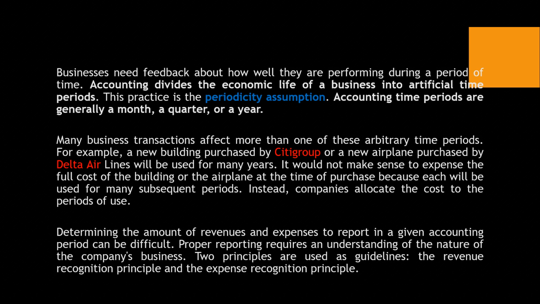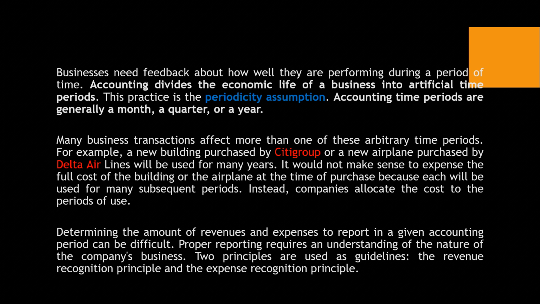Okay, so businesses need feedback about how well they are performing during a period of time. Accounting divides the economic life of a business into artificial time periods. This practice is the periodicity assumption. Accounting time periods are generally a month, quarter, or year. Many business transactions affect more than one of these arbitrary time periods.